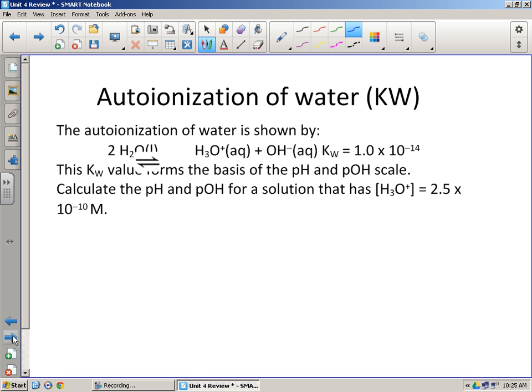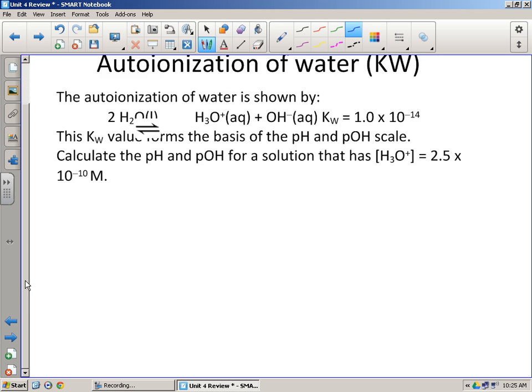Oh, autoionization of water, of course. Remember that every little bit of water has some H3O plus and OH minus ions in it. The Kw for that is 1 × 10⁻14. Forms the basis of the pH and the pOH scale, of course. Calculate the pH and pOH for a solution that has a hydronium ion concentration of 2.5 × 10⁻10 molar.